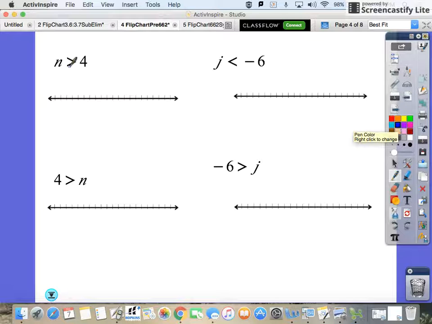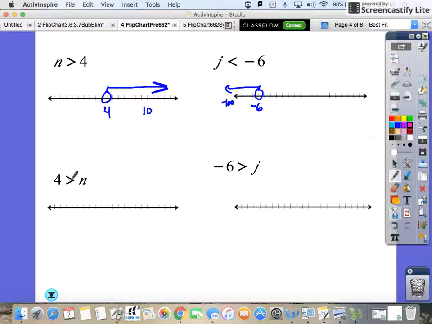First, the boundary point on this one, it says n is greater than 4. So here's 4. This one does not have an equal sign, so we're going to put a circle. And it says n is bigger, so 10 would be on this side. Here, j is less than -6, so let's go -6 right here. There is no equal sign, so we're going to do a circle because it can't equal that. And these are less than -6. Well, what's worse than -6? Like -100, which would be down this way.